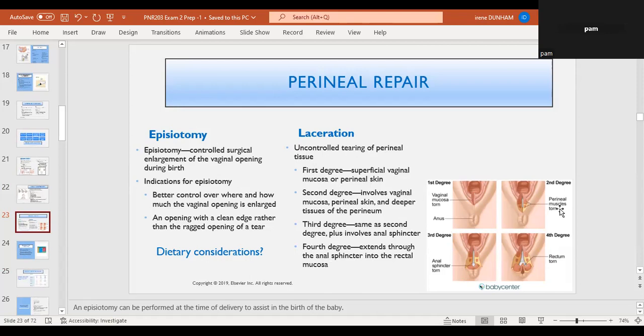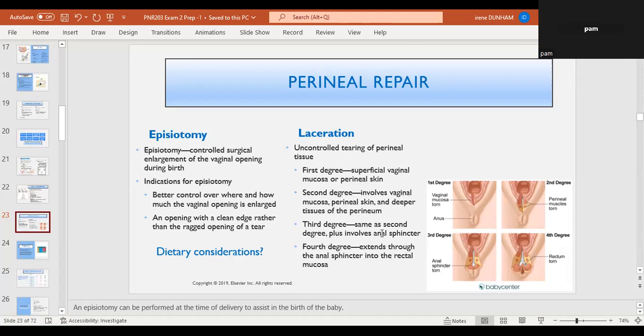So now you get the perineal muscle in there, and the mucosa. So it's a little deeper into the tissues of the perineum. So you can see how it opens up more. If you've got this big old head coming through, you can see how that would give more room.